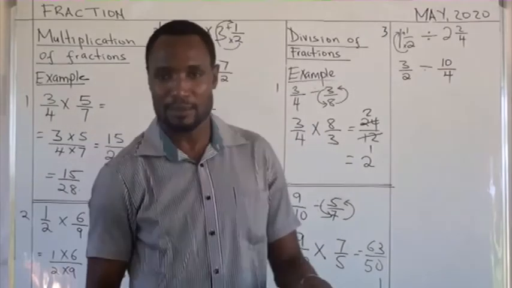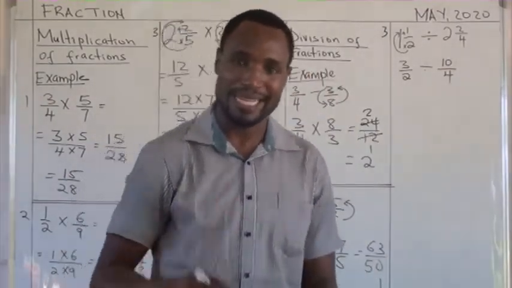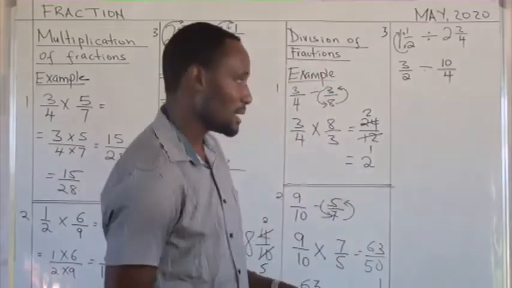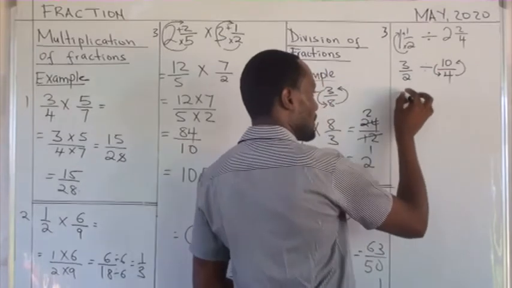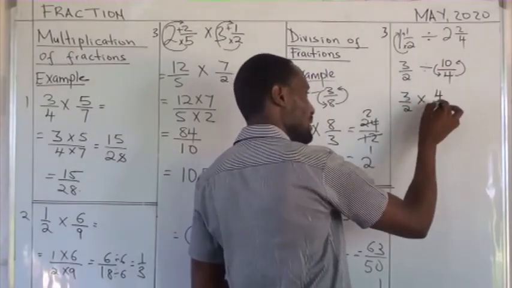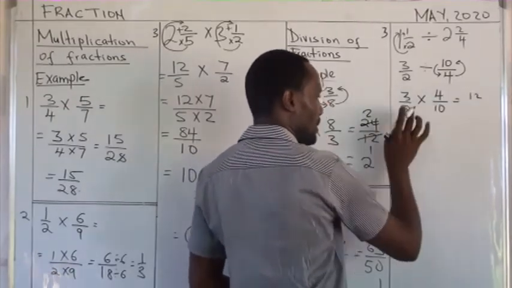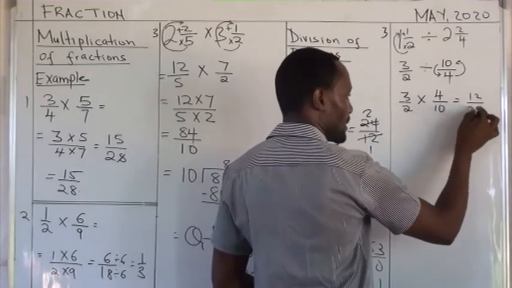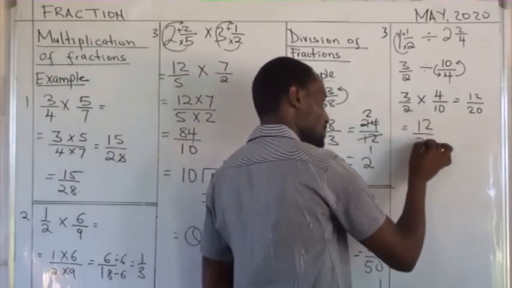What is the next step? The next step is to change the division sign into multiplication and get the reciprocal of the second fraction. The reciprocal of the second fraction is the inverse. So it becomes 3 over 2 multiplied by 4 over 10. Multiply direct. 3 by 4, 12. 2 by 10, 20. So what do we have? We have 12 over 20.